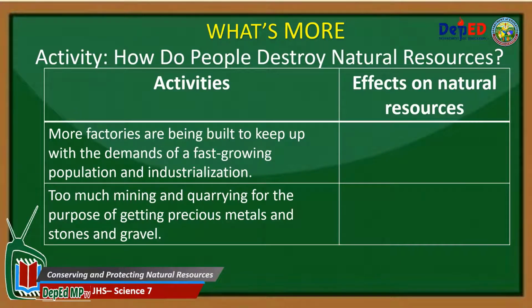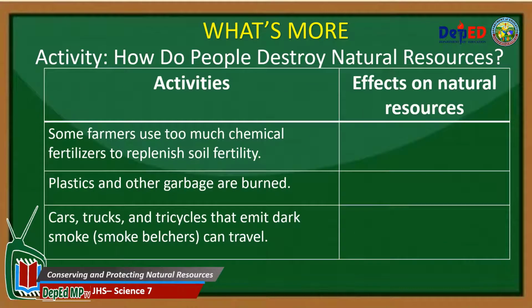Next, more factories are being built to keep up with the demands of a fast-growing population and industrialization. Too much mining and quarrying for the purpose of getting precious metals and stones and gravel. Next, some farmers use too much chemical fertilizers to replenish soil fertility. 9. Plastics and other garbage are burned. 10. Cars, trucks, and tricycles that emit dark smoke can travel.